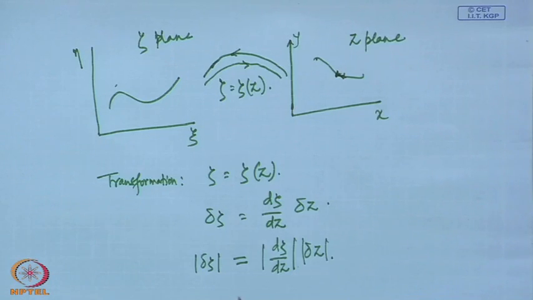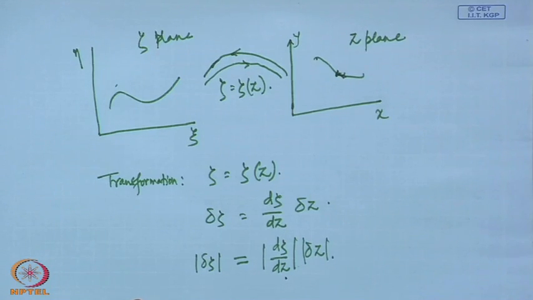So, what you see is that the length delta zeta, which we have obtained after the transformation, is multiplied by its original length. It has been magnified; in the general sense, it might be shortened also. So, this is what is a magnification factor.